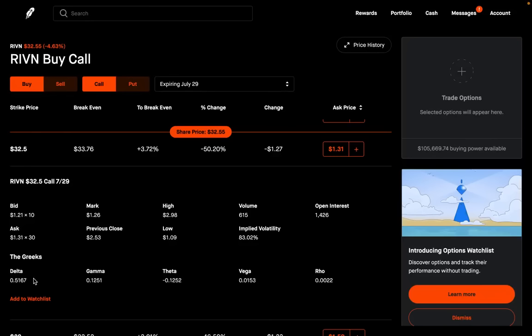And that's basically the biggest way you're going to make money, right? When you buy a call or you buy a put, you hope the share price goes up or the share price goes down. And this, again, will tell you how much you can expect for every $1 change in the price of the stock.